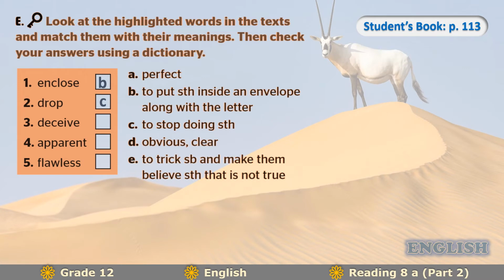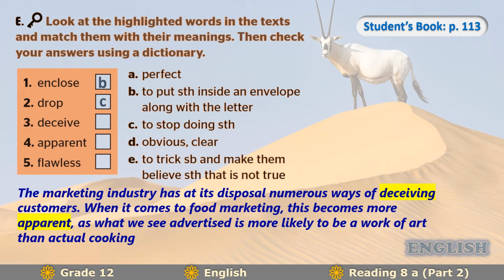And now let's see the context for the words number 3 and number 4, the words deceive and apparent. Here is the context. Let's read it. "The marketing industry has at its disposal numerous ways of deceiving customers. When it comes to food marketing, this becomes more apparent as what we see advertised is more likely to be a work of art than actual cooking." So let's try to guess here the meaning of the words deceiving and apparent. Again, the word deceiving in the context is at its disposal numerous ways of deceiving customers. What are they doing to customers? Is it something positive or negative?